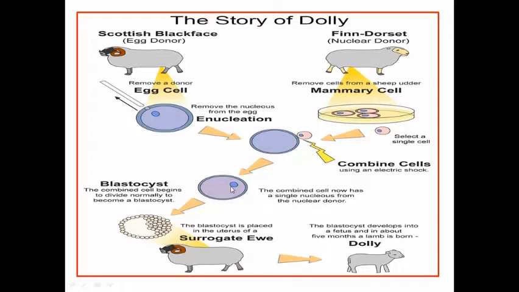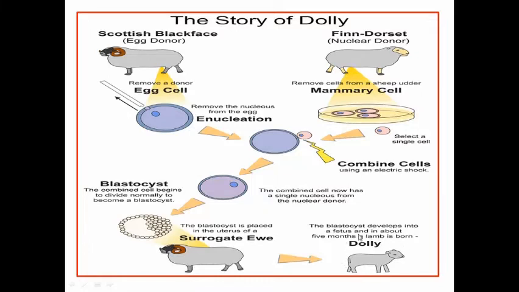After stimulation in the culture medium, it undergoes division normally and develops into a blastocyst, the developing embryo. The developed embryo is transferred into another sheep, called the surrogate mother. The blastocyst is introduced into the surrogate mother's uterus. After 5 months, Dolly was produced. This is the story of Dolly, how Ian Wilmut and his colleagues produced the cloning of the sheep.